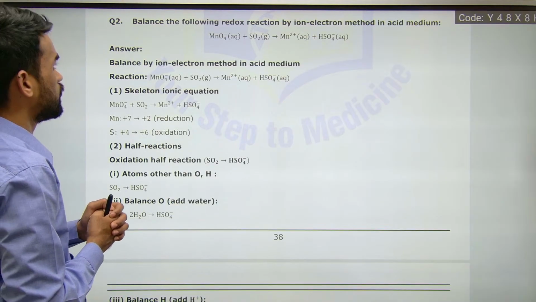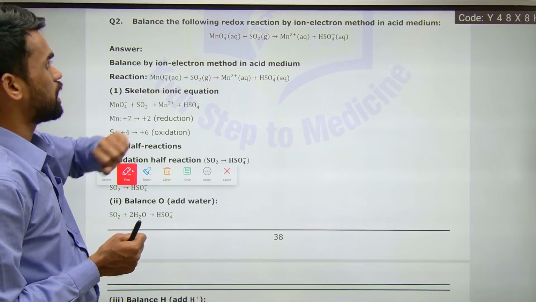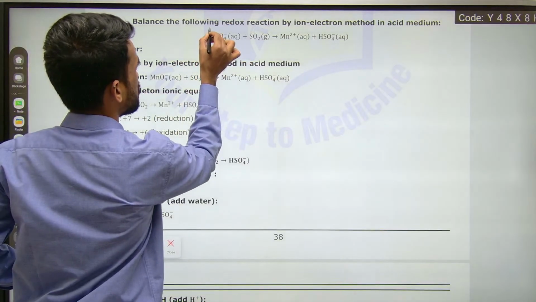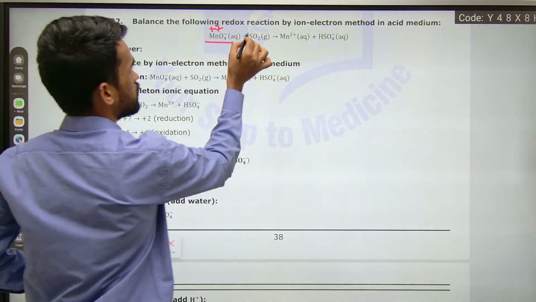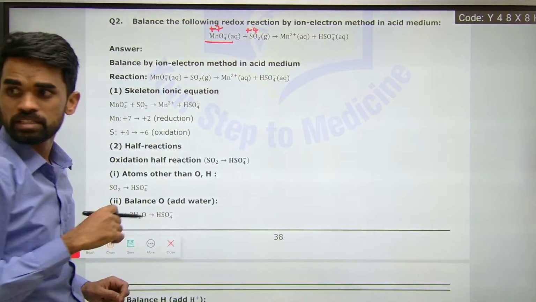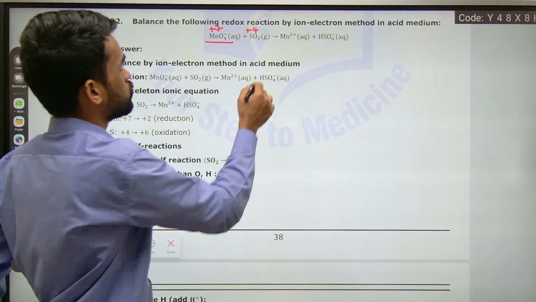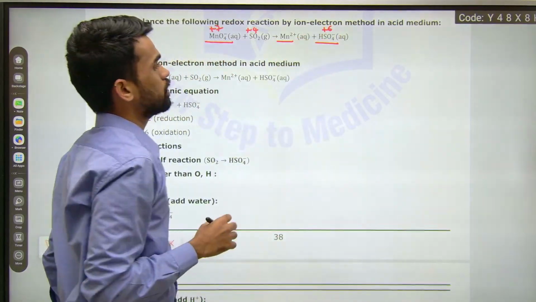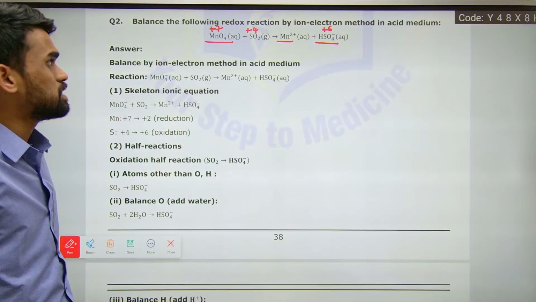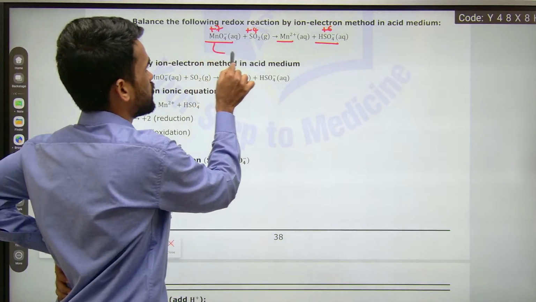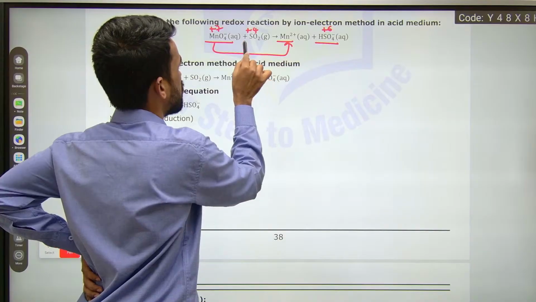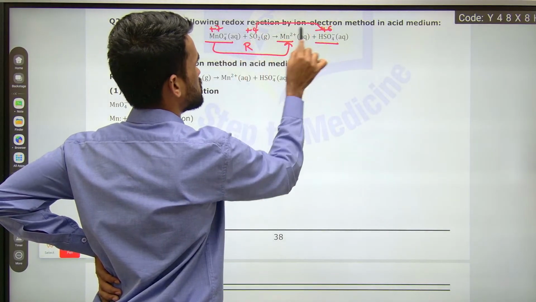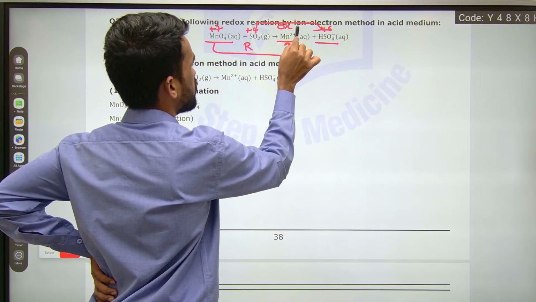Here if you find permanganate ion, so permanganate ion is having how much charge? So it is +7 oxidation state. Here +4 for sulfur dioxide. And what about manganese, +2, and HSO4 minus, here again +6. Now tell me what is happening here. So +7 is converting into +2. This is a reduction half reaction we got. Whereas +4 is converting into +6, this is the oxidation half reaction we have.